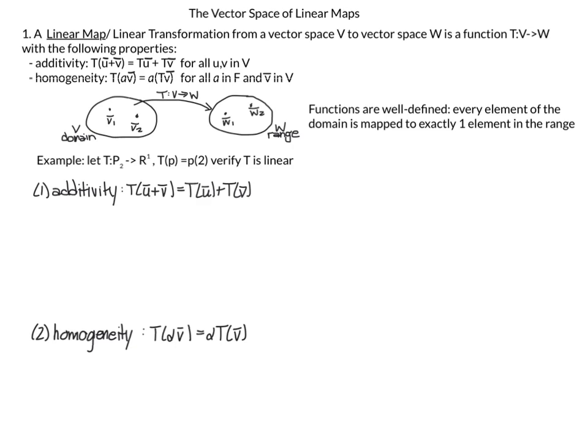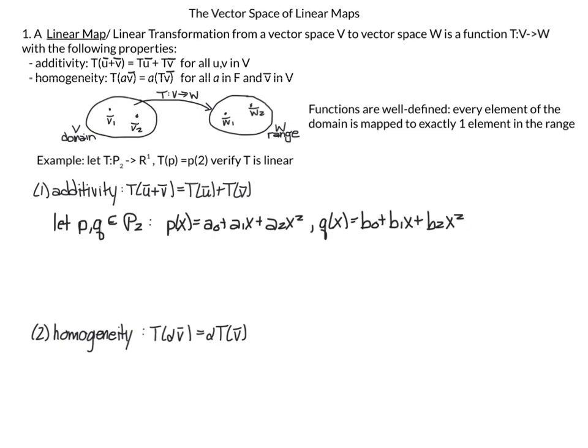To show that T is linear, we need to show additivity and homogeneity. So starting with additivity, let's have two polynomials of degree 2 or less. We'll call them p and q. The general form of p then is going to be a0 plus a1x plus a2x squared. For q, I chose coefficients named b. So b0 plus b1x plus b2x squared.